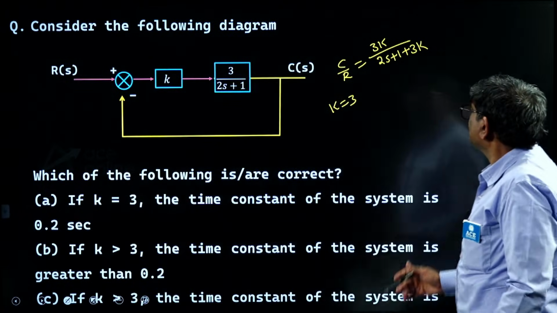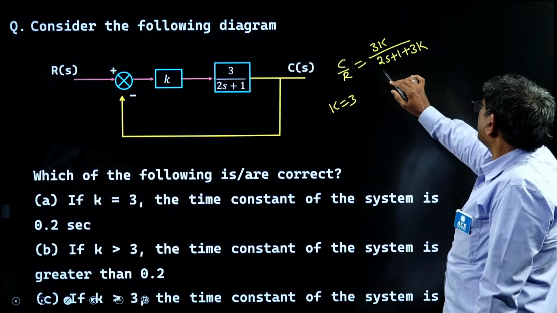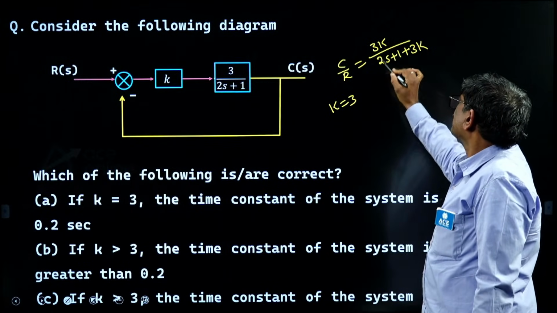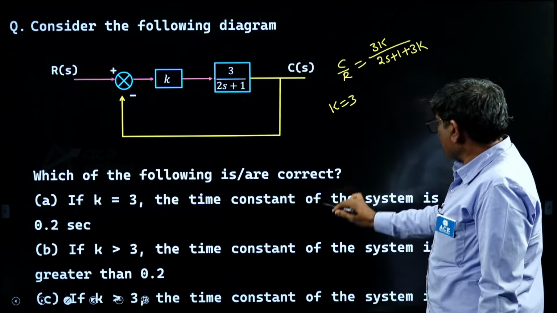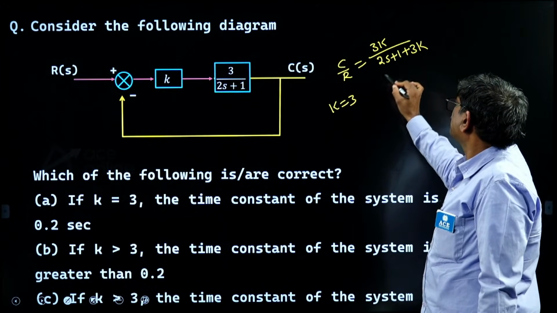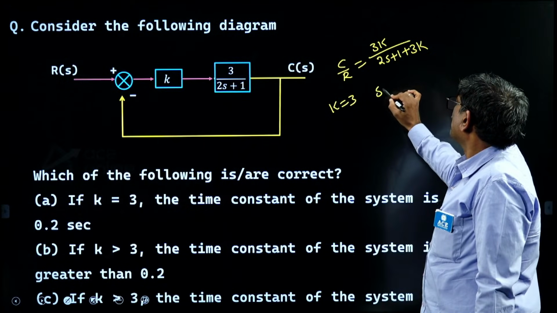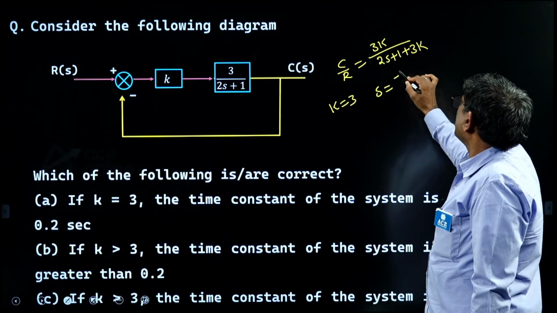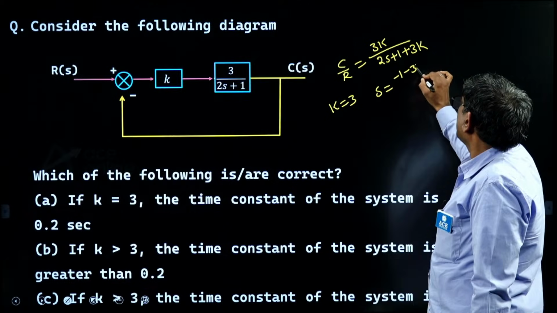Right. So here K equal to 3, tell me, what will I get? Here we are talking about the time constant, no? So that means the denominator and the pole location matter. What is the pole location? Tell. -1 minus 3K by 2.